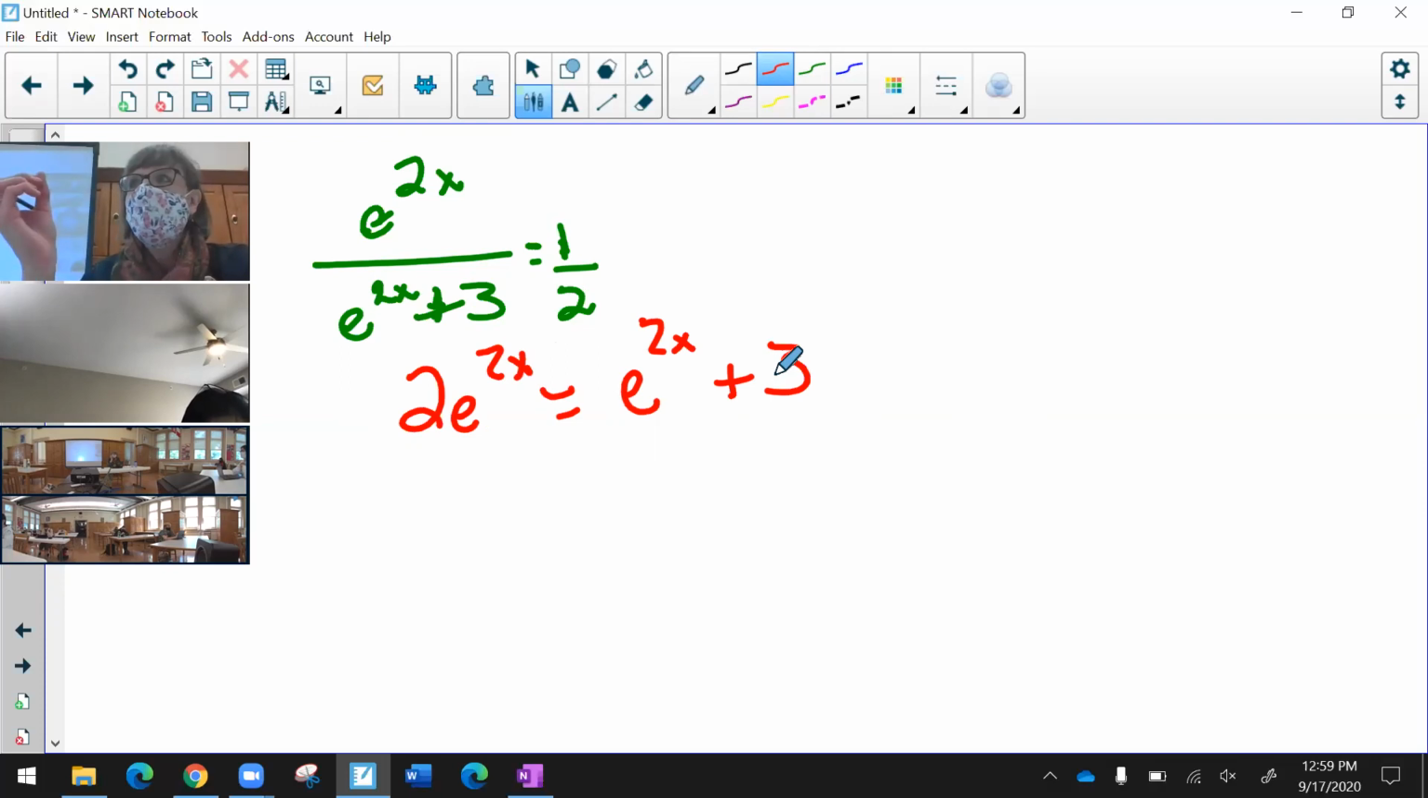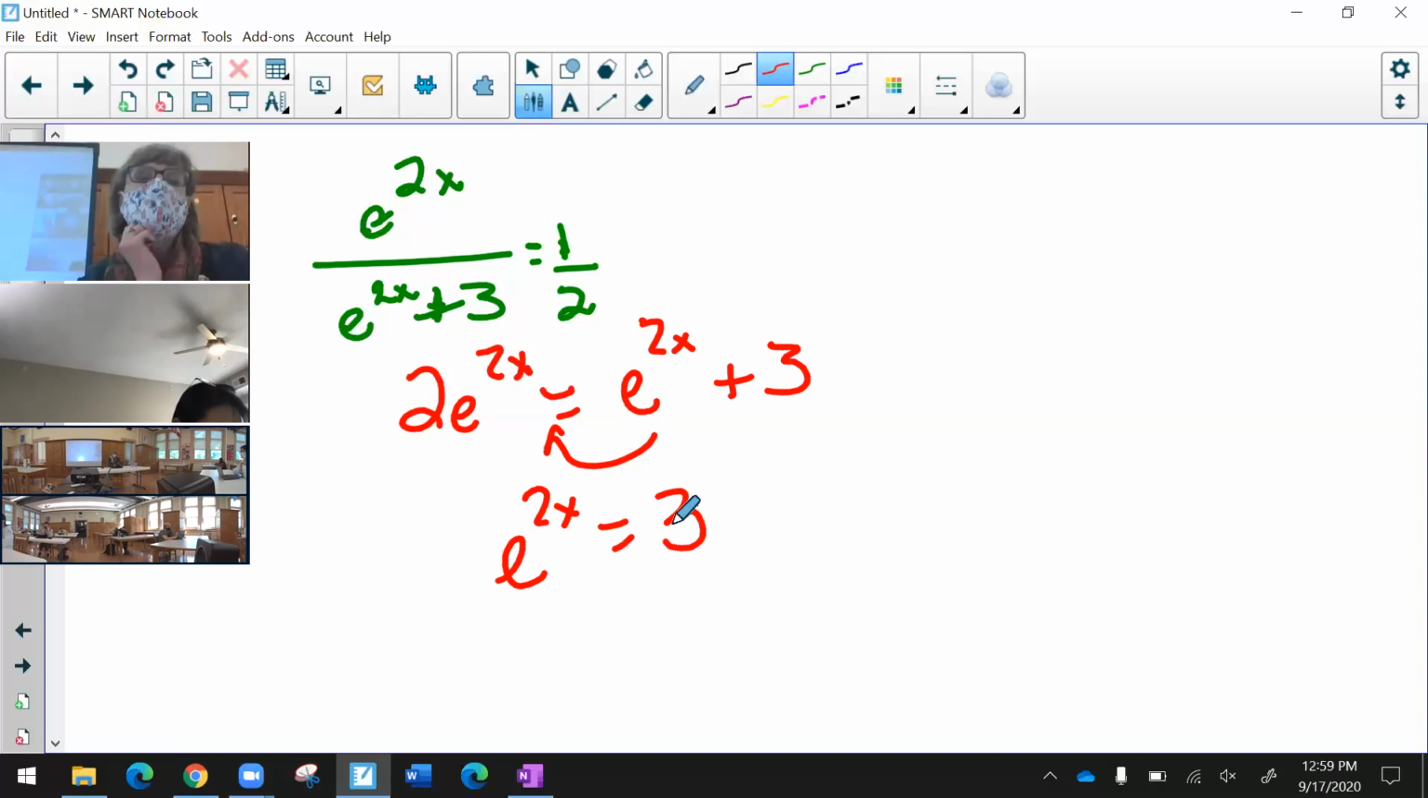And now everything that I have, what's the word I'm looking for? Every term that has x in it is really an e to the 2x, which means I can combine them, right? So I'm going to bring this one over to the other side, but that gives me e to the 2x is equal to 3. And now what?